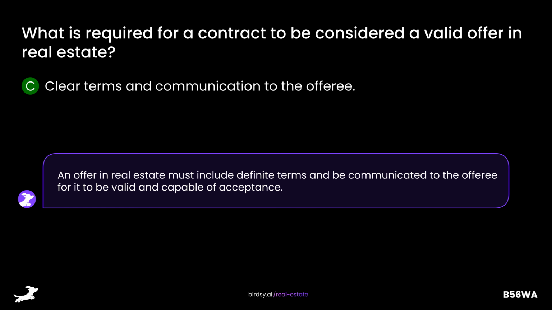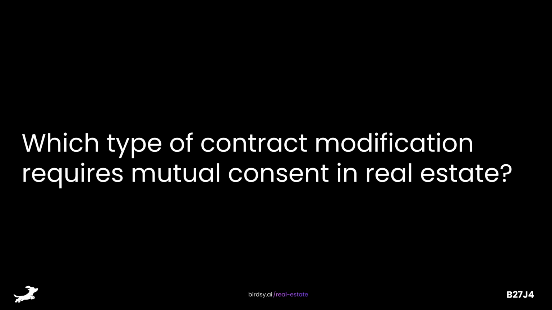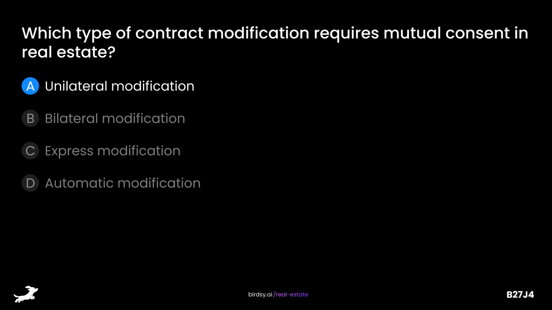An offer in real estate must include definite terms and be communicated to the offeree for it to be valid and capable of acceptance. Which type of contract modification requires mutual consent in real estate? Is it A. Unilateral modification, B. Bilateral modification, C. Express modification, or D. Automatic modification? The answer is B. Bilateral modification.